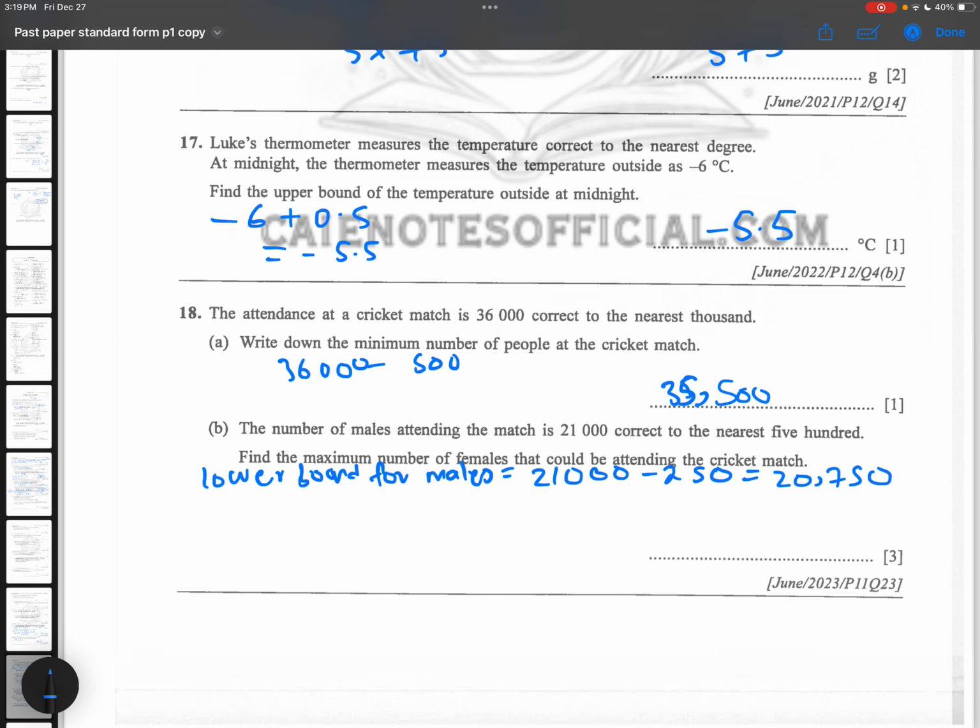And to get the maximum number of females, the total attendance should be maximum as well. So we will get the upper bound of the total attendance. 36,000 is correct to the nearest thousand, so we will add 500 to 36,000 and I will get 36,500.